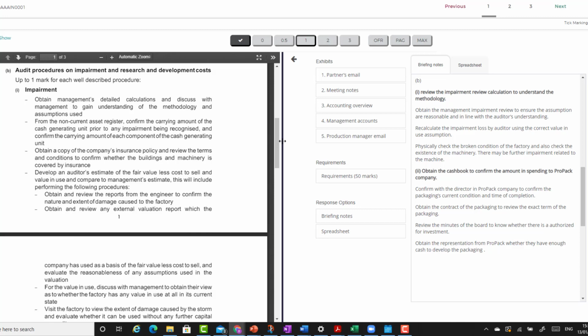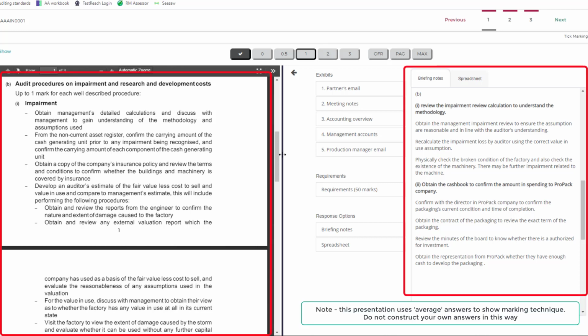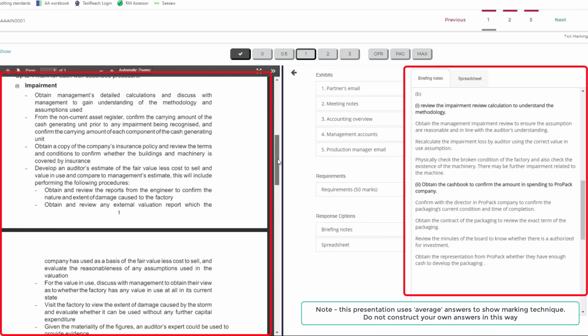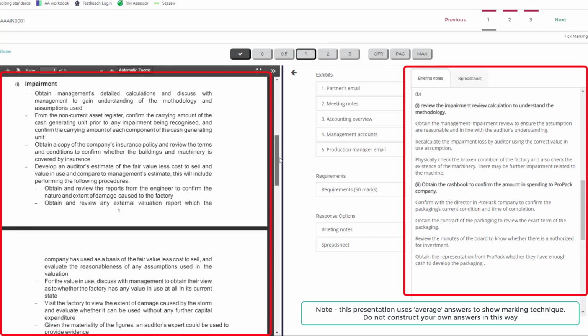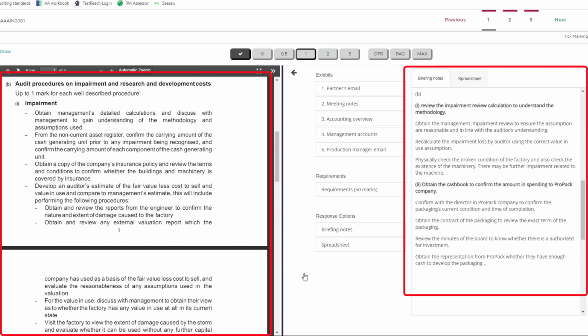So here's the marking scheme for this particular requirement showing on screen. And here's an example student answer. What I'd like you to do is to use this marking scheme. And there's the full scheme showing there. What I'd like you to do is to use this marking scheme and award up to 1 mark for each well-described procedure that is shown in this answer here. So pause the recording here, have a go at marking this, and then we'll go through it together.